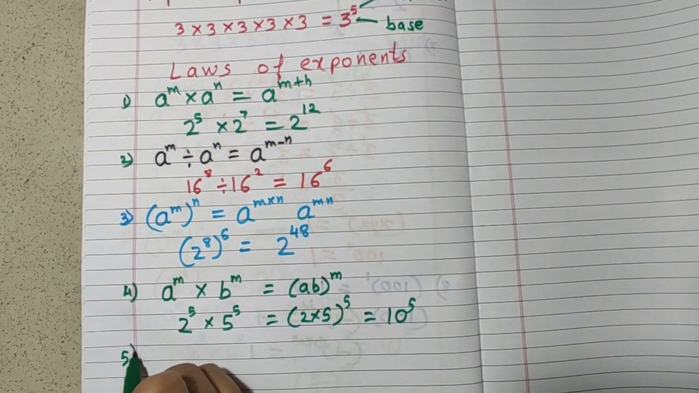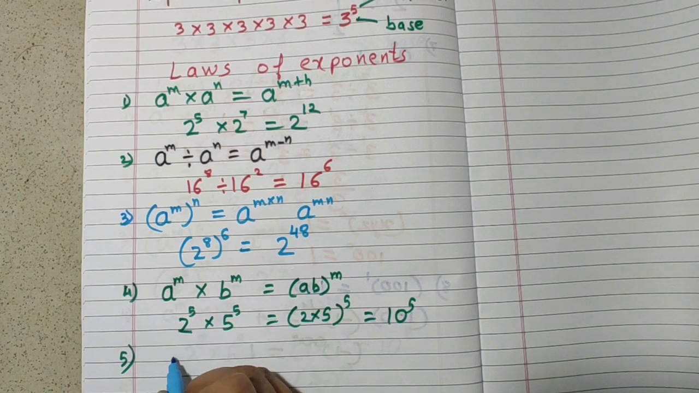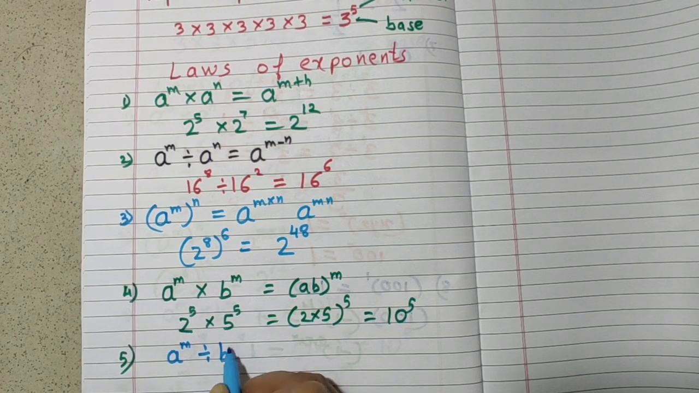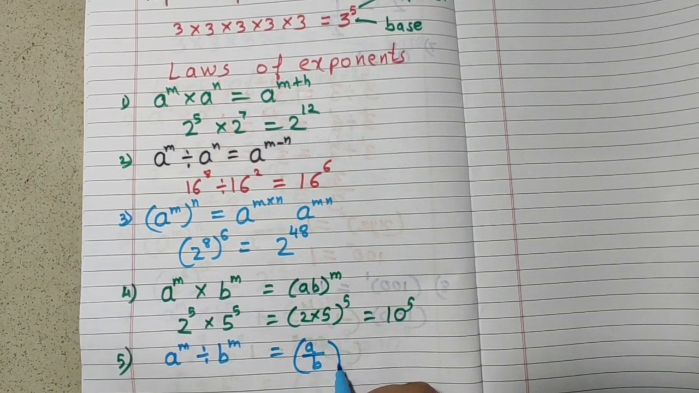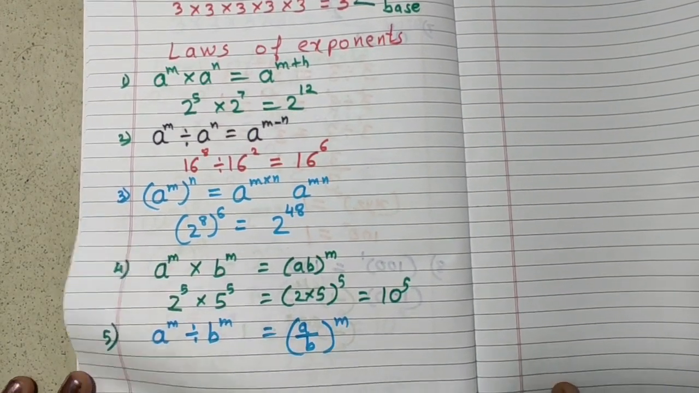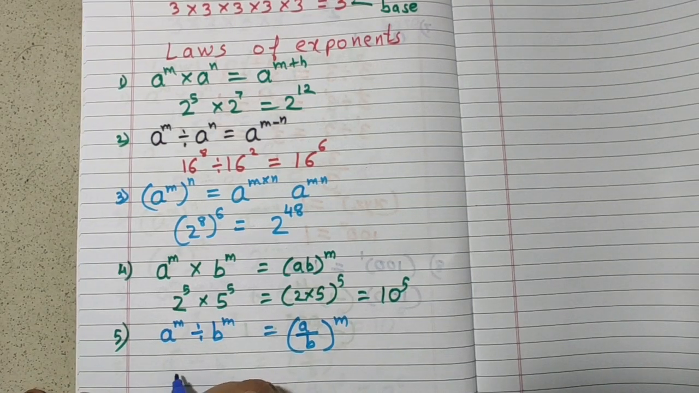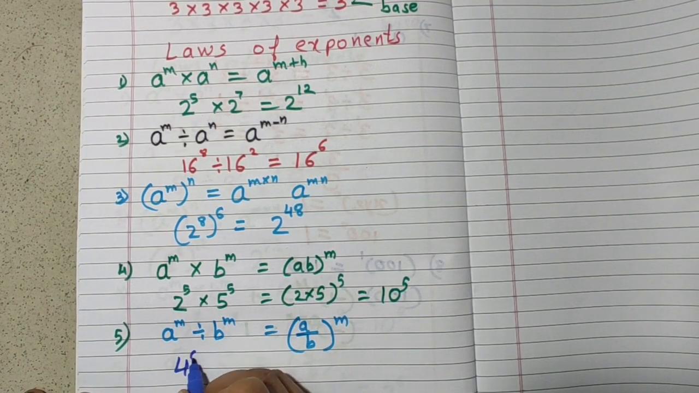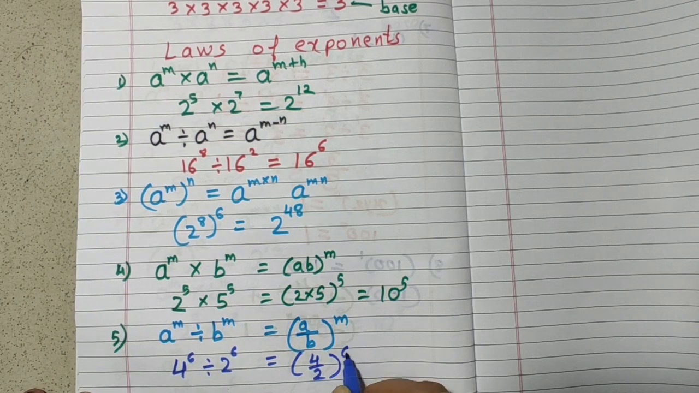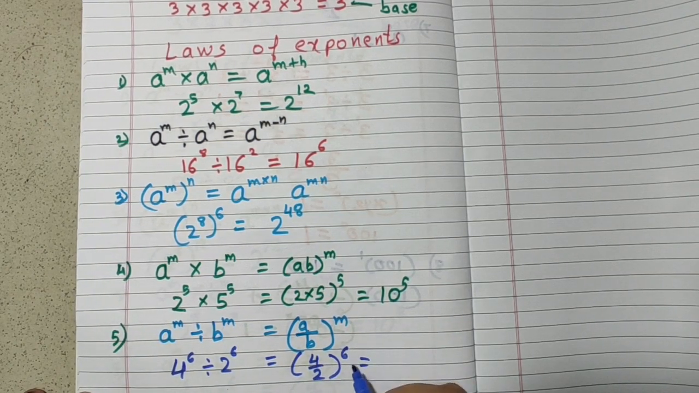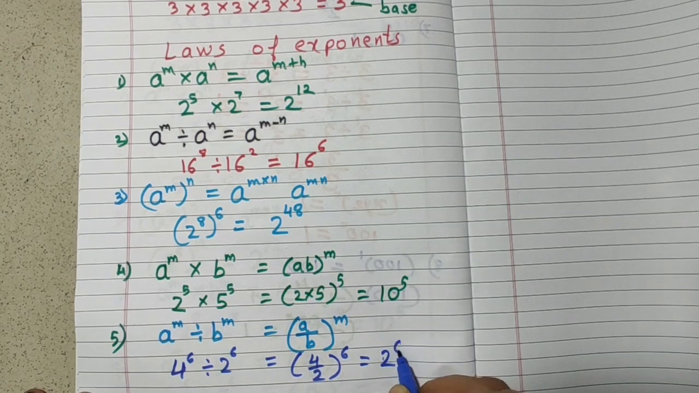The fifth law: a raised to m divided by b raised to m is equal to a upon b raised to m. To understand, let us take an example. Say 4 raised to 6 divided by 2 raised to 6 is equal to 4 upon 2 raised to 6. 4 divided by 2 is 2, which is 2 raised to 6.